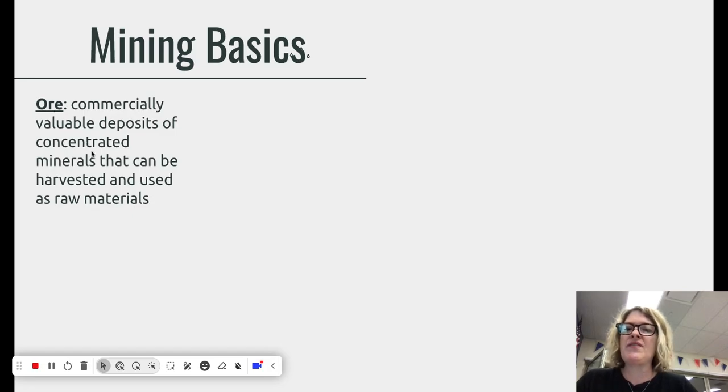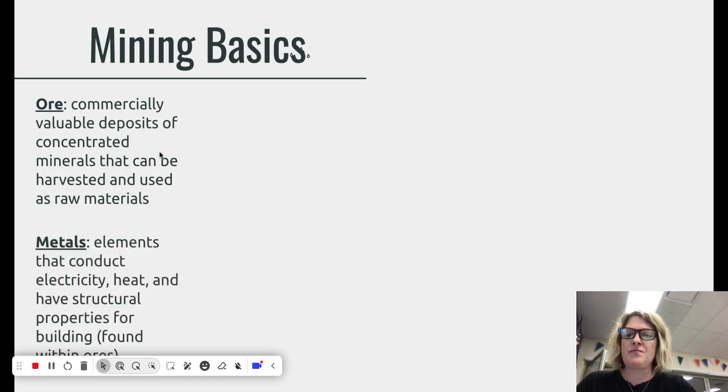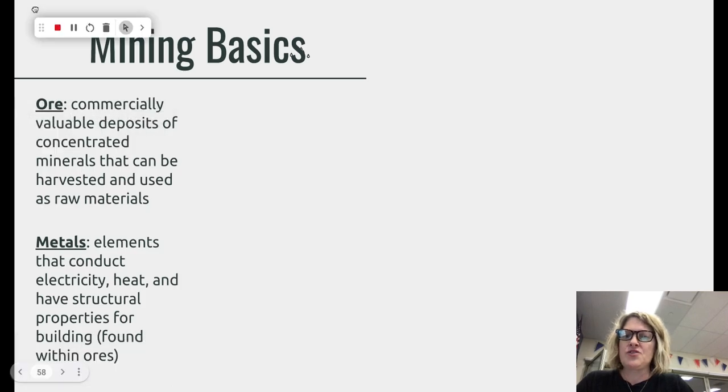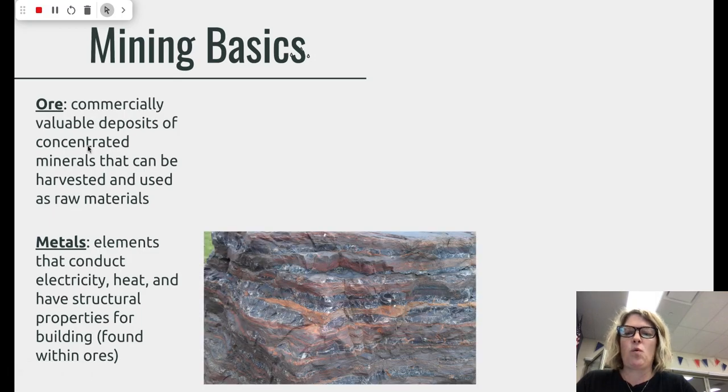Ore are commercially valuable deposits of concentrated minerals that we can harvest and then we can use as a variety of raw materials. And this is extremely important for industry and manufacturing. And then metal, I think you probably all know what a metal is, but just in case, a metal is an element that conducts electricity, heat, and has structural properties for building. And we tend to find metals within various ores.